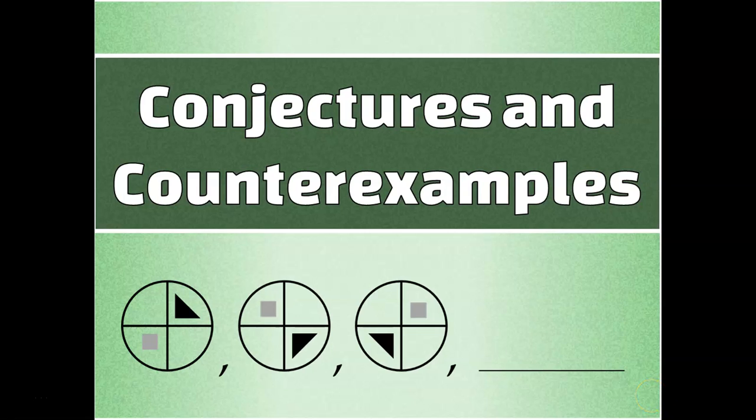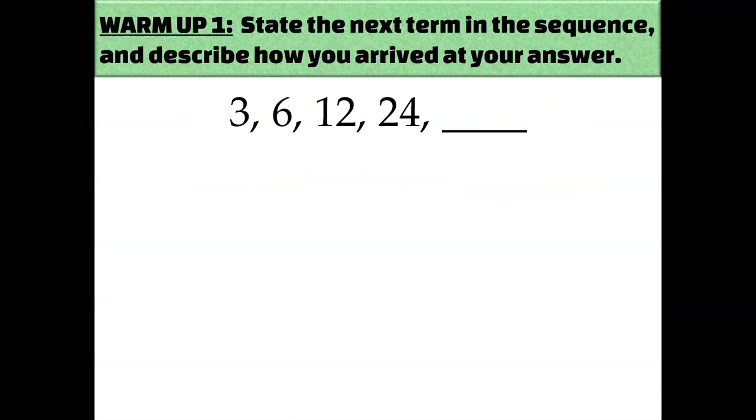Talk about conjectures and counterexamples, which we're going to do in the form of analyzing patterns to predict the next term in the sequence. So let's try some easy ones. Take a look at the numbers in this sequence and see if you can figure out what number comes next. If you said 48, you're correct.